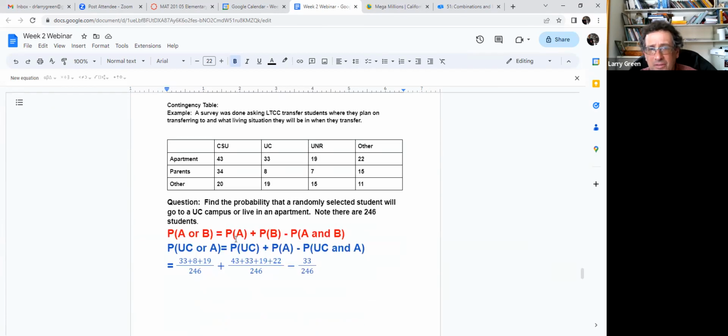Okay, now let me do the next type of example, and that is contingency tables. These come up a lot. I'm going to do it by example. I think that's the easiest. Okay, let's suppose that a survey was done. Let's make this a little bigger.